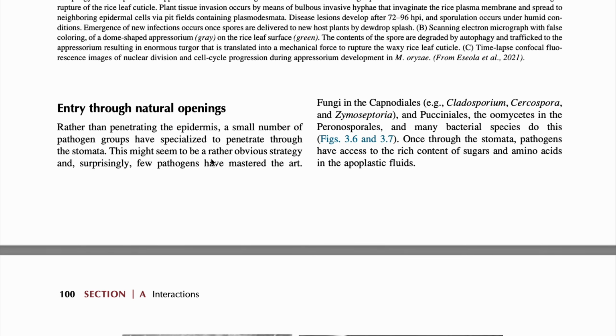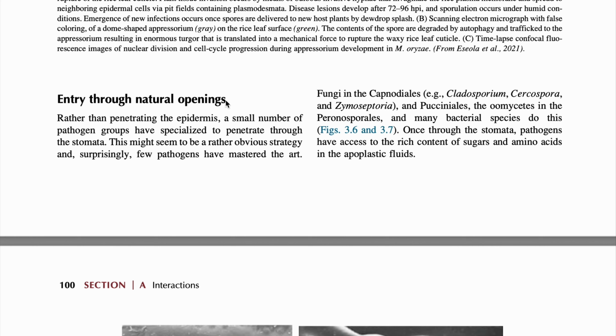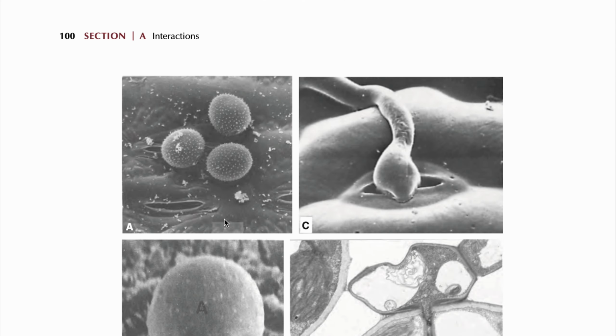Now, the second mode of entry was through natural openings. So, rather than penetrating through the epidermis, a small number of pathogen groups have specialized to penetrate through the stomata. They are clever enough to simply use the natural openings and penetrate. This might seem to be a rather obvious strategy, yet surprisingly few pathogens have mastered the art.